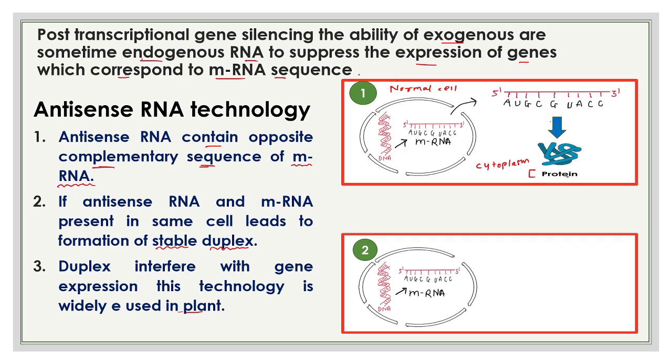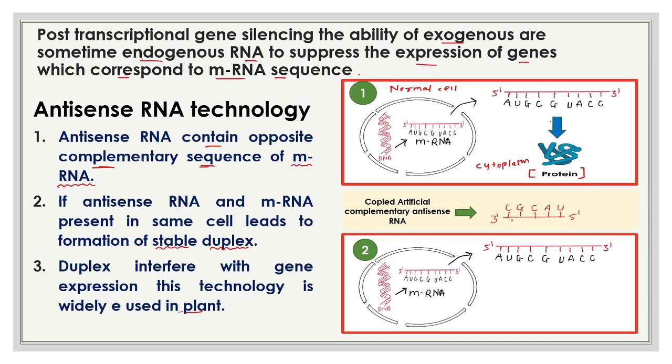This is the normal process. But what we actually do in the antisense RNA technology, we copied the mRNA sequence artificially. Then that antisense RNA is inserted inside the cell cytoplasm or inside the organism, and that antisense RNA recognizes the complementary sequence of that particular mRNA and forms a stable duplex.